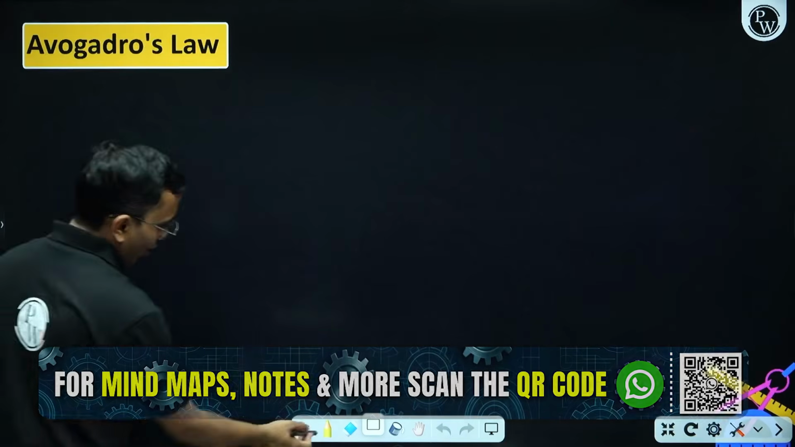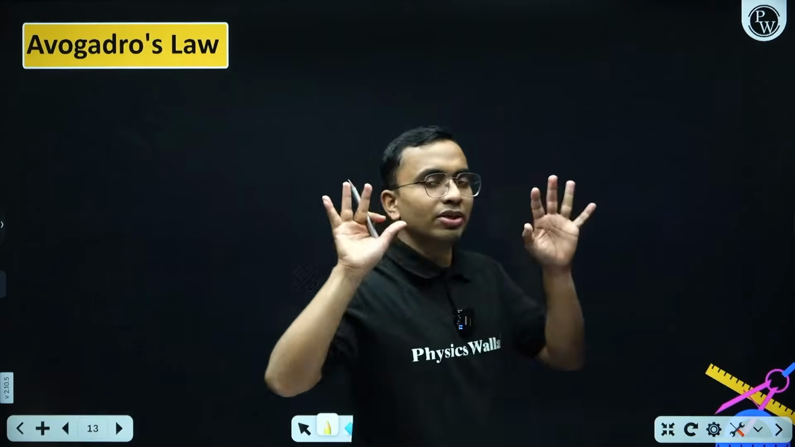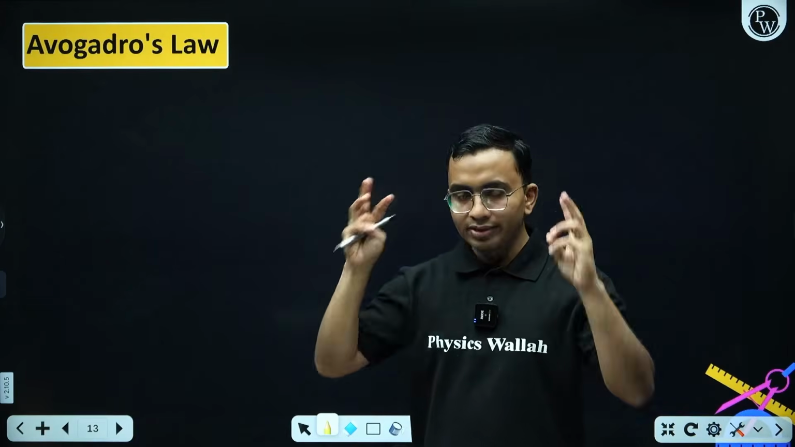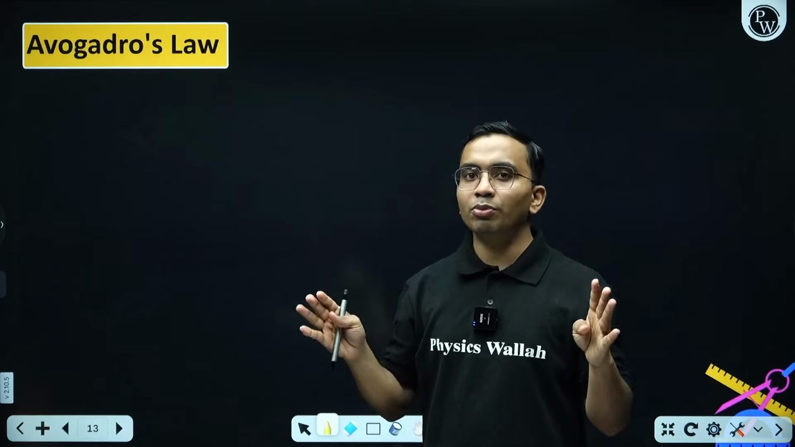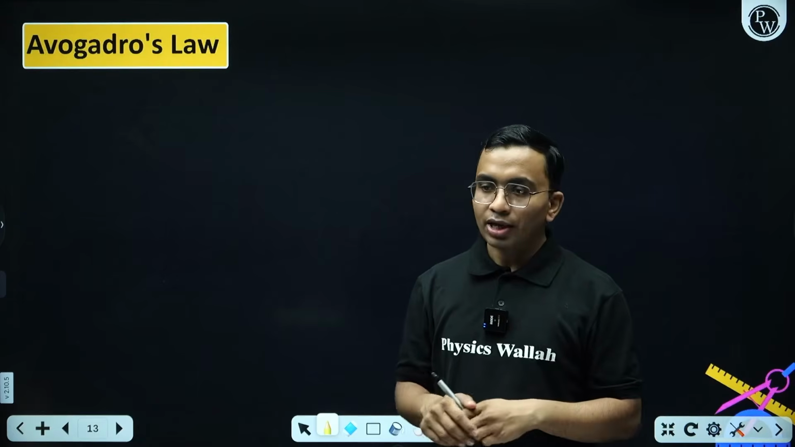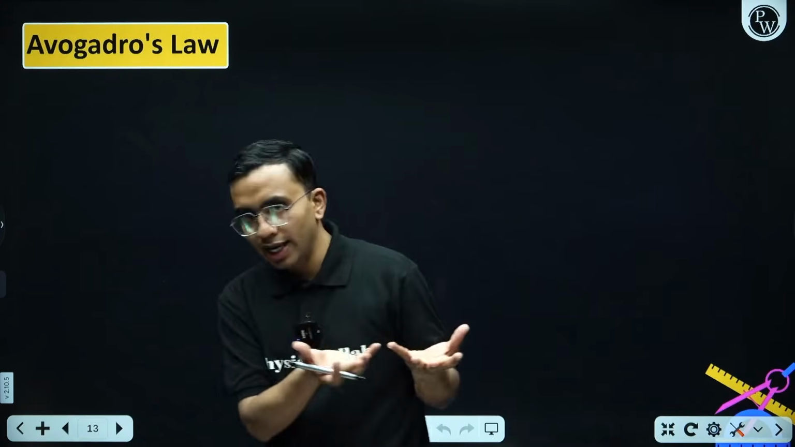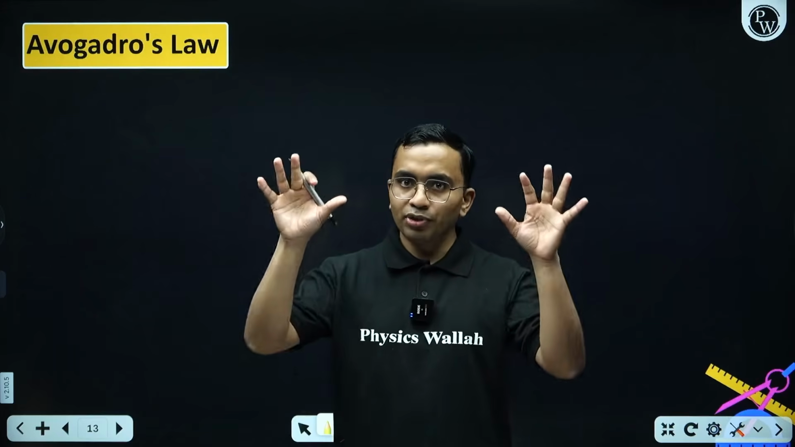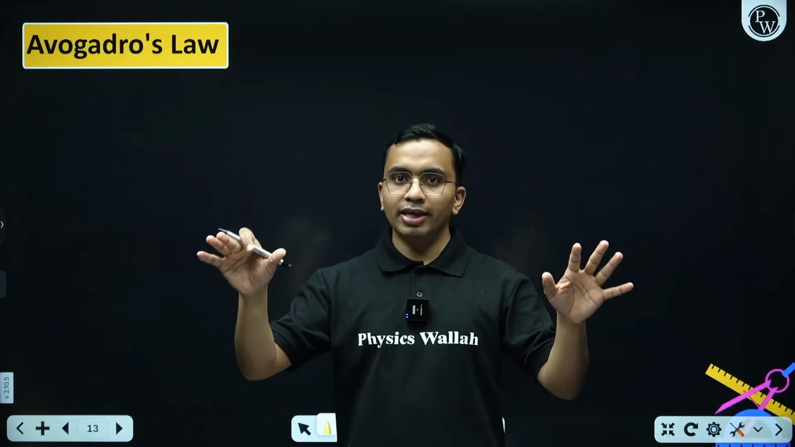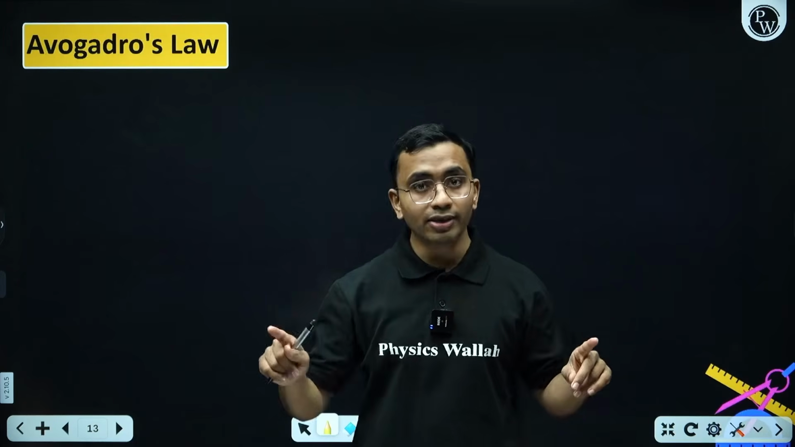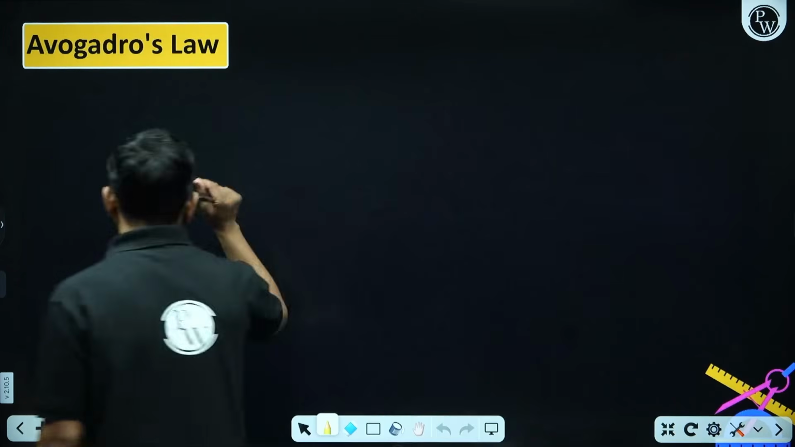Next is Avogadro's law. It states that if we have two gases which have the same pressure, the same temperature, and the same volume, the number of molecules in both of them will be equal. Let us take one as hydrogen gas, another as oxygen gas, both in similar containers. It means the volume is the same, they are maintained at the same temperature and the same pressure. Then the number of molecules in hydrogen gas and in oxygen gas will be the same. So this is our Avogadro's law.